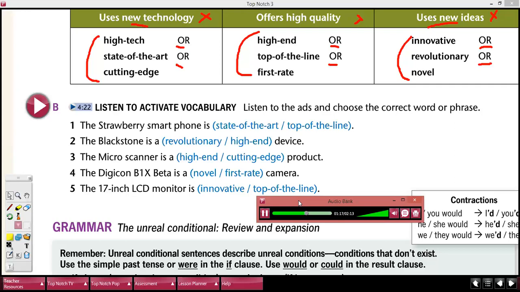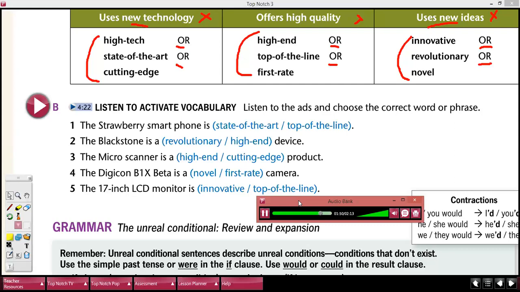Ad 4. What's better than a camera phone? What about a phone camera? The Digicon B1X Beta permits you to talk to people on site in wide-angle and telephoto scenes, permitting you to direct them to get the best shot. Talk right into the lens. It's always ready. This all-in-one device uses ideas that most people haven't yet imagined, and it's available today for people who simply have to have all the latest applications.